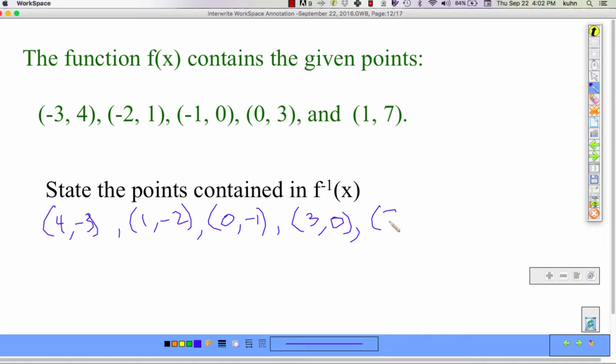Now, if we examine this relation very closely, negative 3, negative 2, negative 1, 0, 1, that has to be a function. I'm not even worried about what the y coordinates are. Again, when I flip them around, now I'm worried about the x's, 4, 1, 0, 3, 7. I didn't say anything twice. So in this case, this relation is a function. Its inverse is also a function. So when you're talking about the relation as a list of ordered pairs, you're only talking about flipping the x's and the y's.